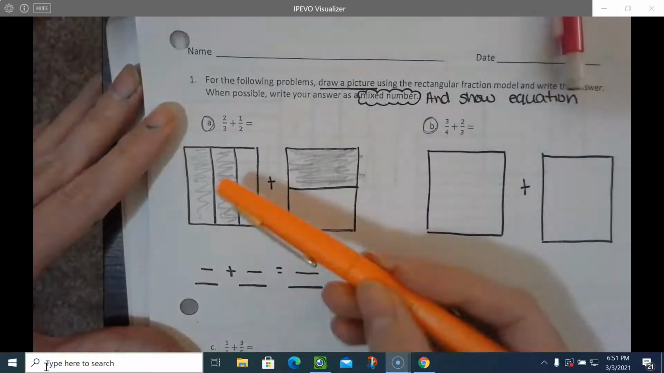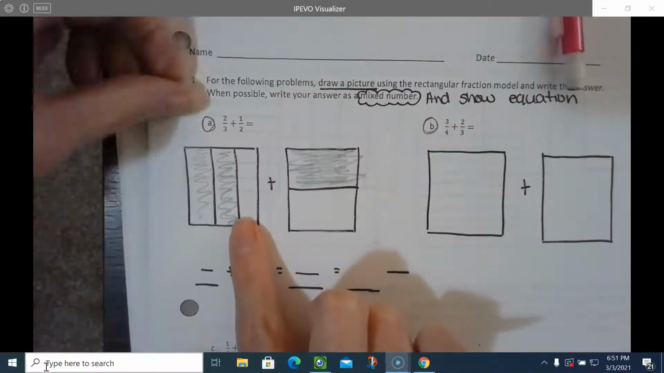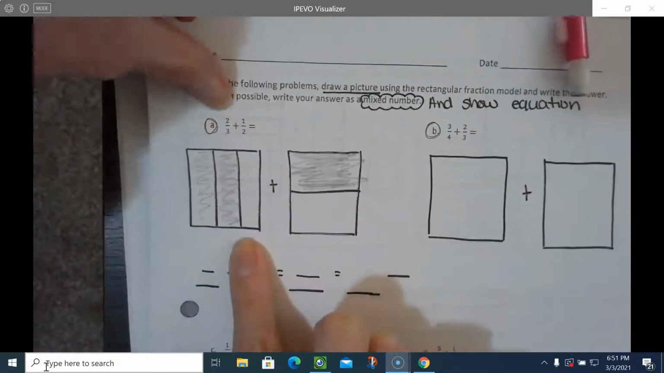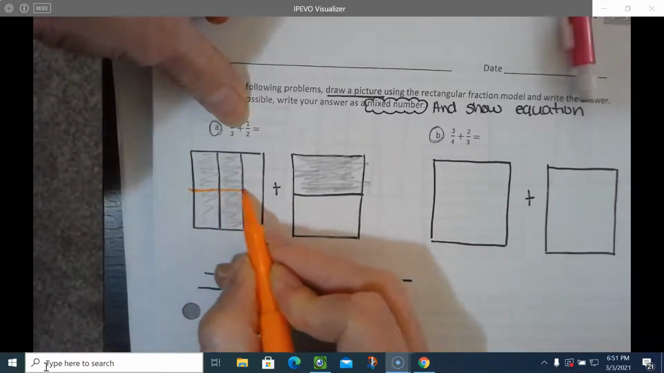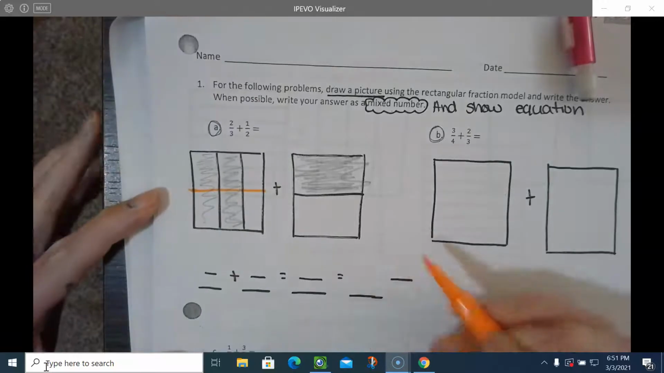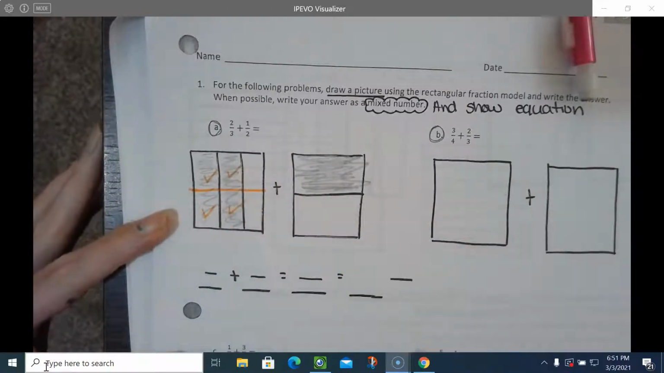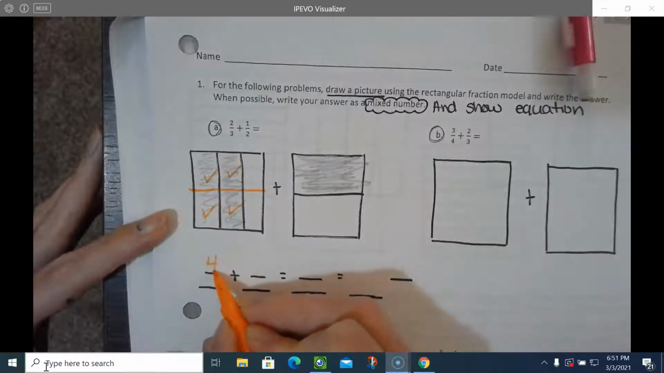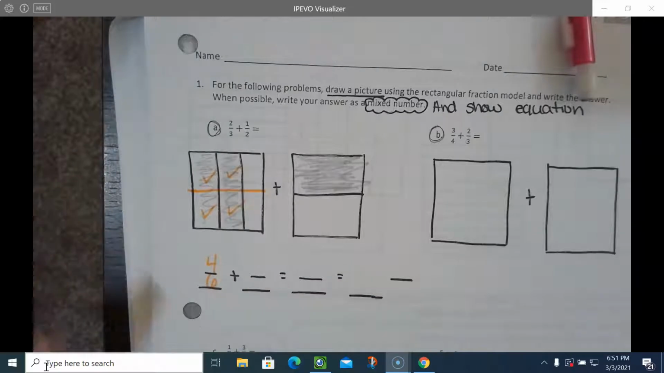I then am going to take my colored writing tool, and the 2/3 that I have split like this, I'm going to now cut them into 2 parts going this way. And where I have my double shading, that's going to be my new numerator. So 4 out of 1, 2, 3, 4, 5, 6. So 6 should be my denominator.